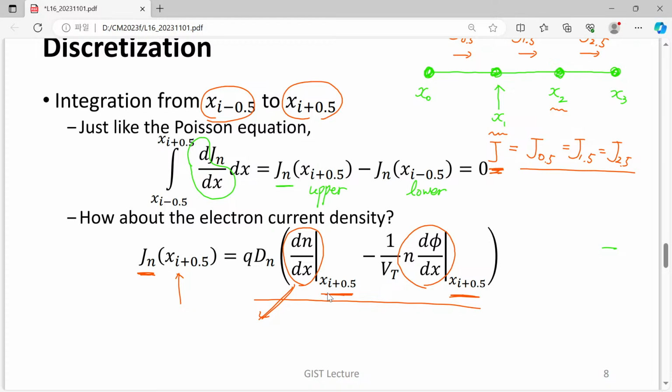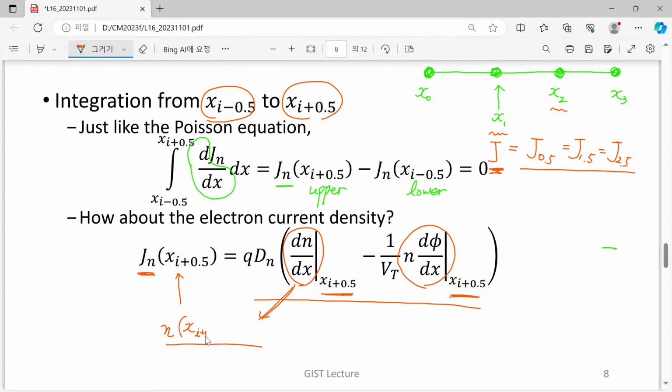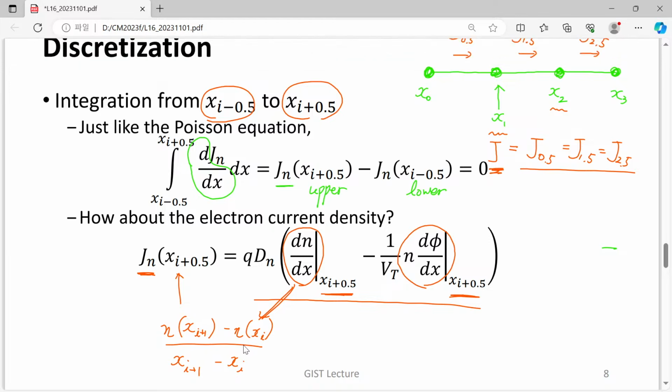Seemingly good. Then if I ask you that question, what is your answer? Wow, dn over dx evaluated at a midpoint. Then maybe you can say it this way: x i plus 1 and x i. dn is shown here, and we must consider also dx. Yes, this is x i plus 1 minus x i. Are you with me? So I just applied the linear approximation to our electron density to suggest one simple expression.